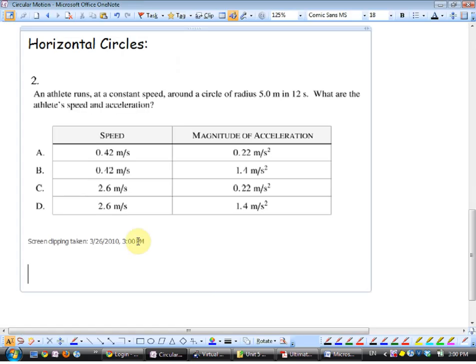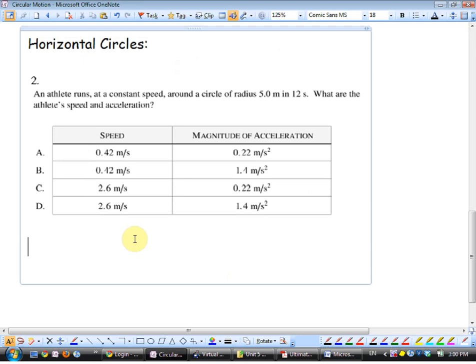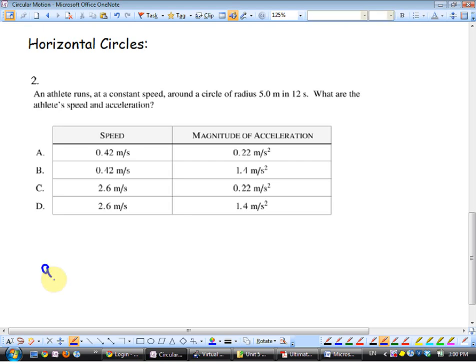An athlete runs at a constant speed around a circle of radius 5 meters in 12 seconds. What are the athlete's speed and acceleration? Okay, let's do acceleration first. Acceleration is v squared over r. Do I know how fast this athlete is traveling? Nope. By the way, this is number 2 from the review. I'll pick some from the review. You can follow along, or you can just watch.